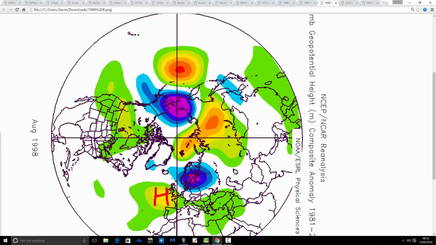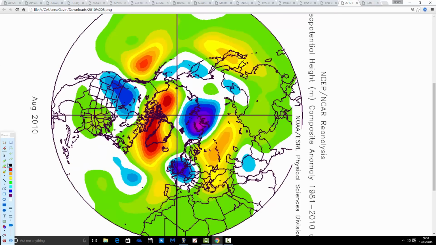1998, this is August 1998. It shows a ridge out to the west and a trough to the northeast, and the flow was going like that. But it wasn't a disaster of a summer in 1998. Really, it was an unsettled summer. It was quite a cool summer, but there was some useful dry weather, especially in the south. And then 2010, which is quite an interesting one, because 2010 was a front-loaded summer, so it was pretty good in June and early July, and there was a complete flip.